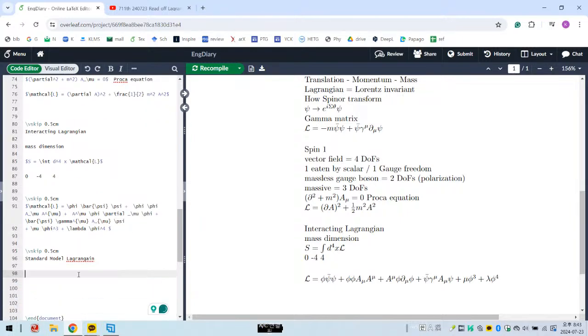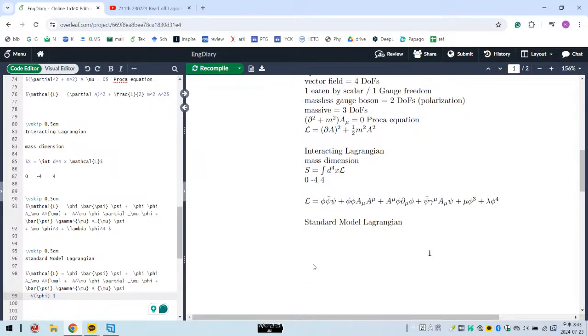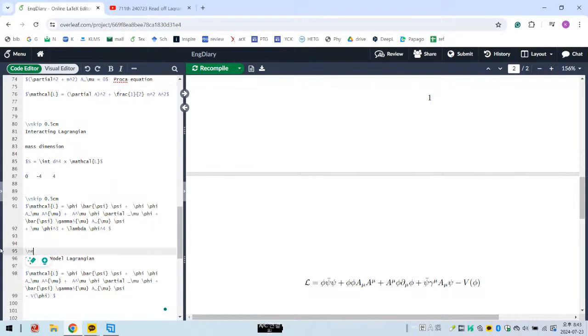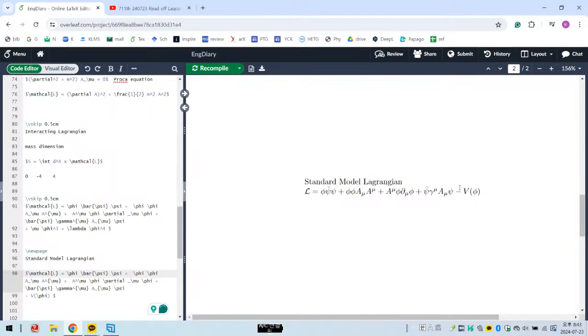First of all, for the scalar field, I will start with the scalar kinetic term. The mass term of the scalar particle also contains the scalar potential, and the interaction between the scalar particle and the spin 1/2 particle becomes a Yukawa coupling. The interaction between the scalar particle and the spin 1 gauge boson can be written by the covariant derivative.